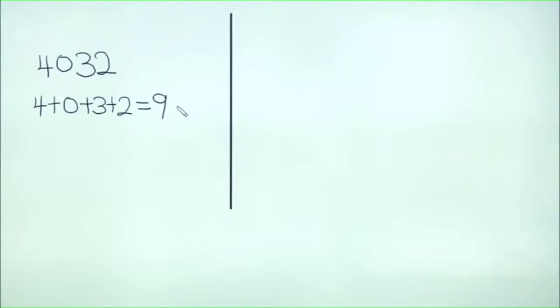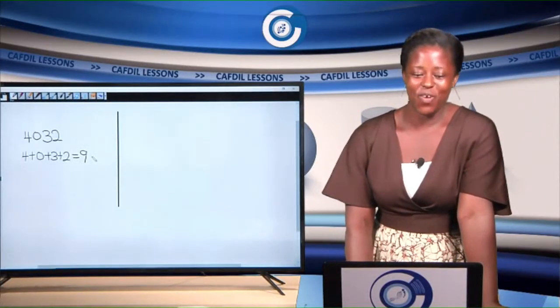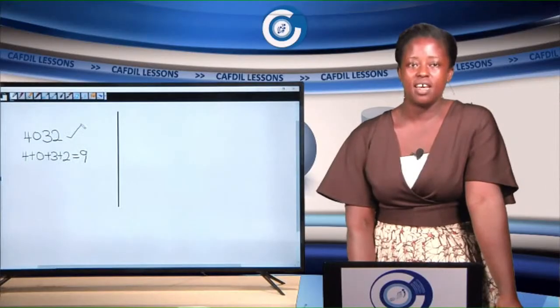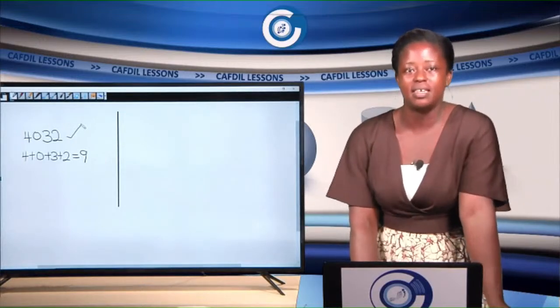So interesting. Learners, the sum is 9, and we know 9 is divisible by 9. Therefore, 4,032 is a multiple of 9. Let's check it. Good. 4,032 is divisible by 9. We can divide this number by 9 and there will be no remainder. Let's try another one and see.